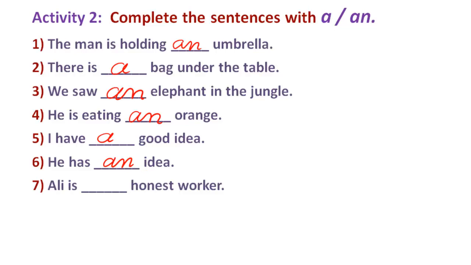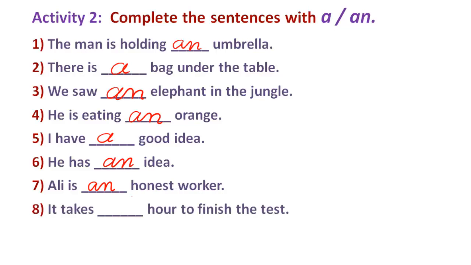Sentence number 7. Ali is an honest worker. In this word honest, this H is silent. So we think that the word begins with O. And as it is a silent H, we have to put an. Ali is an honest worker. Number 8. It takes an hour to finish the test. Again, this H is silent, as if the word begins with O, and we have to put an here.